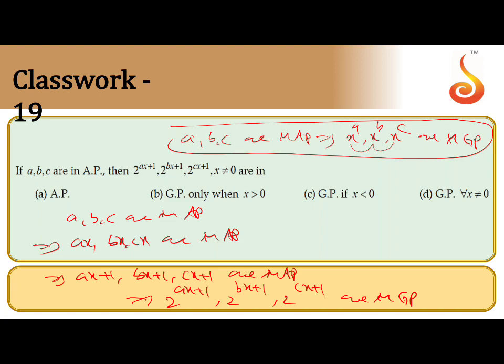The answer will be GP with x not equal to 0. Here it is not given that x is greater than 0, nor that x is less than 0. So GP with x not equal to 0. Option D is correct. I hope you understand this one.